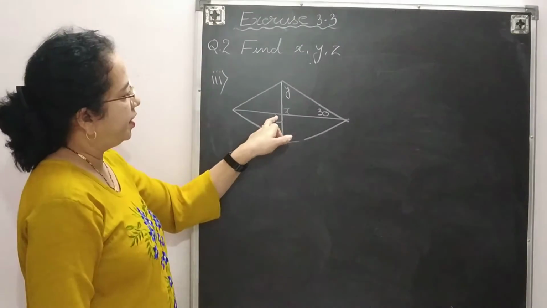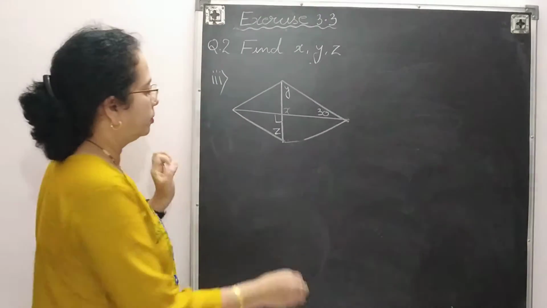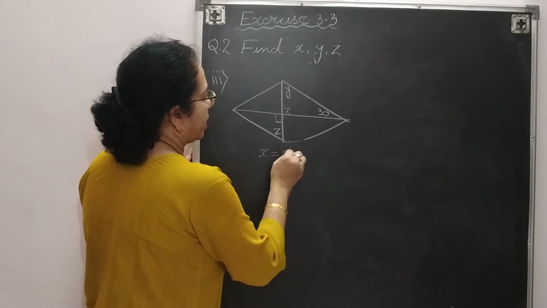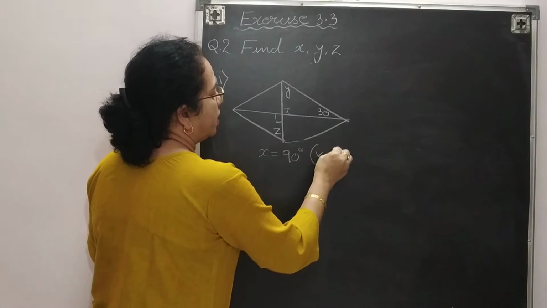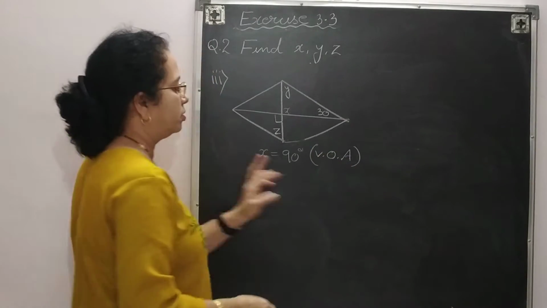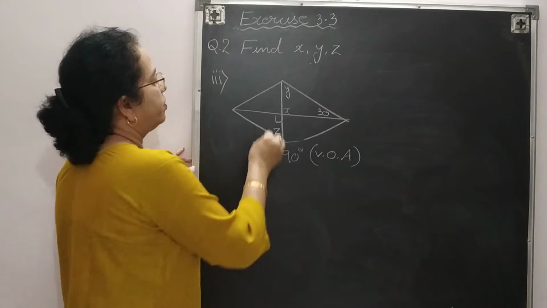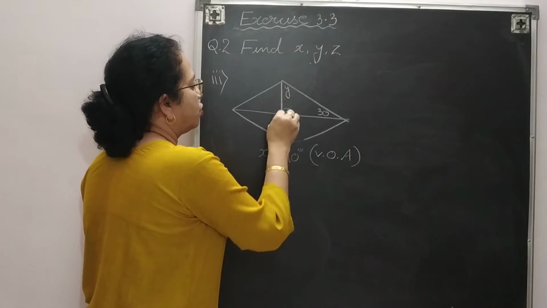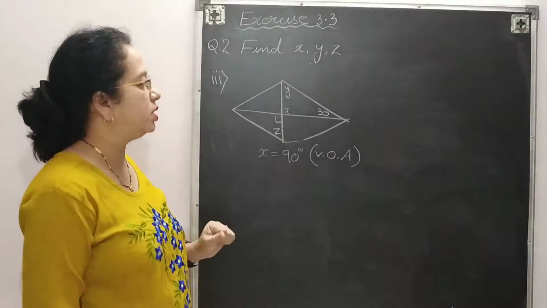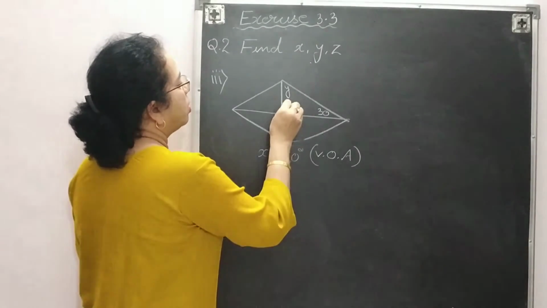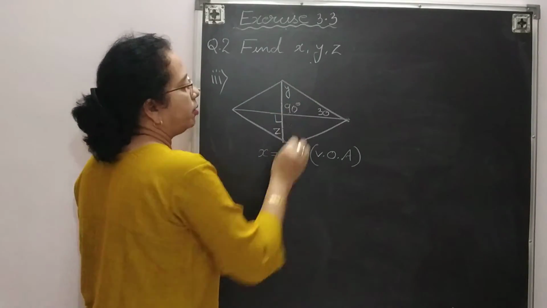If this is 90 degree, what is the value of x? X is also again 90 degree. What is the reason? These are vertically opposite angles. Whenever you are getting this cross, always the opposite angles are equal, vertically opposite angles. So now you know the value, this is 90 degree.